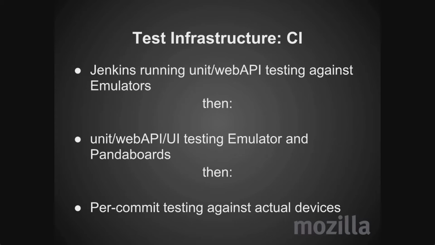And we needed to start running our unit tests, our web API tests, and our UI tests, because we need to make sure that all the functionality is working. Gaia, which is a code name for the UI, needs to be working at a certain level.